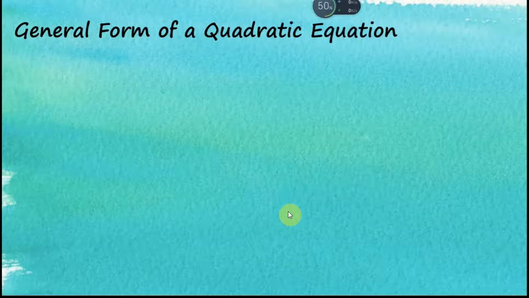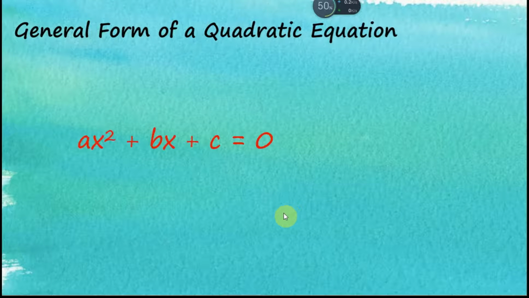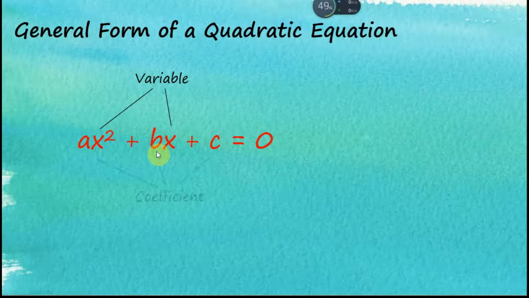General form of a quadratic equation. We can write quadratic equations in this form, and this is called the general form. By writing a quadratic equation in its general form, it can really help us a lot in solving questions related to quadratic equations. So in this equation, x is the variable and a, b, c are the coefficients. This is terminology that you need to know.